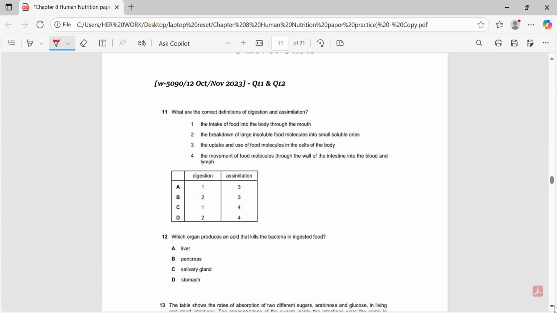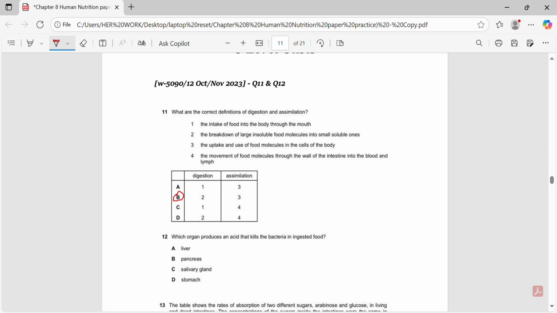Now moving on to the next question. This one again is an MCQ. What are the correct definitions of digestion and assimilation? The options talk about different processes like the intake of food, its breakdown, and how it's used by the body. Digestion means breaking down large, insoluble food molecules into smaller, soluble ones. That's statement 2. Assimilation means using those food molecules inside cells. That's statement 3. And the answer for this is B. Digestion is the breakdown of large insoluble molecules into small soluble ones, and assimilation is the uptake and use of food molecules in cells.